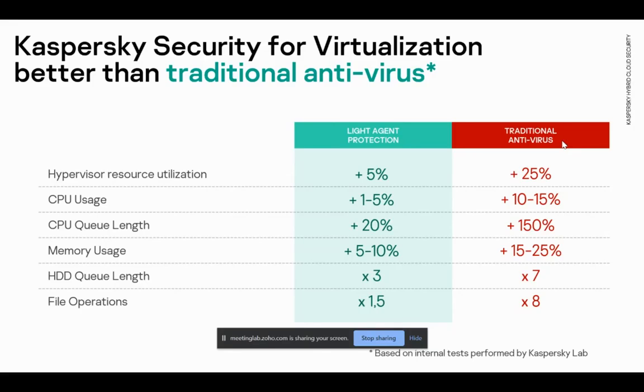The biggest difference is in CPU queue length, that is 20% to 150%. And memory usage was up by only 5 to 10% on the workloads, whereas in traditional antivirus it goes up to 25%. Hard disk queue length 3 times, compared to traditional antivirus, which is 7 times. File operations 5 times, and this is 8 times.